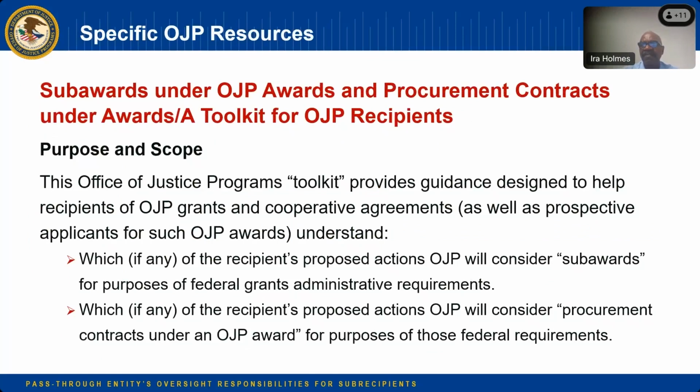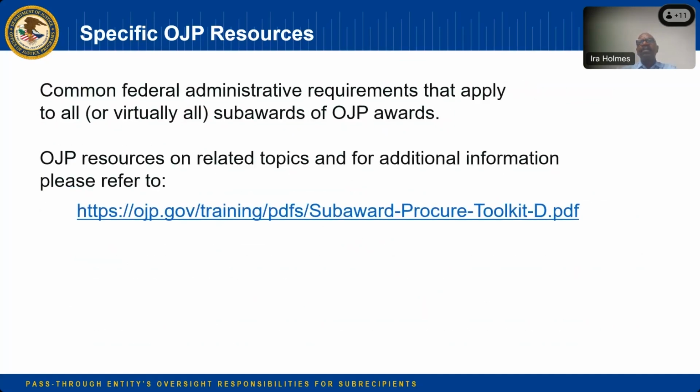The purpose and scope of the toolkit is to provide guidance to help recipients of OJP grants and cooperative agreements understand which, if any, of the recipients' proposed actions we would consider a subaward, the definitions that we were talking about earlier, and which we would consider procurement. So remember, we talked about what is a subaward and what is a contract. And commonly federal administrative requirements that apply to all or almost all OJP awards. Here's the location for the toolkit.